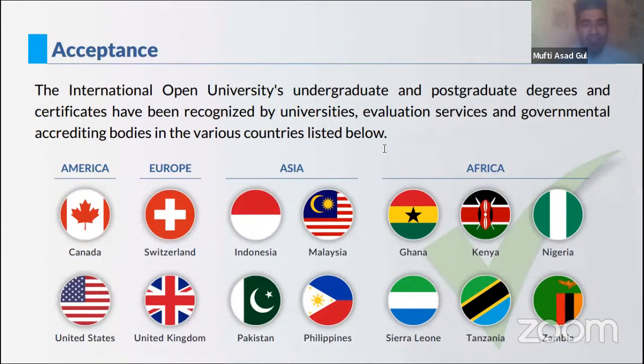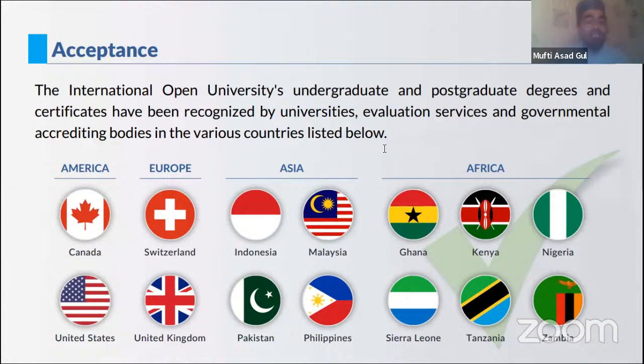In this slide, you can see that the International Open University has been recognized by university evaluation services and governmental accrediting bodies in the various countries listed below. As far as America is concerned, Canada and the USA are accepting it. In Europe, Switzerland and the UK are accepting it. In Asia, Indonesia, Malaysia, Pakistan, and the Philippines are accepting it. And in Africa, we have Ghana, Kenya, Nigeria, Sierra Leone, Tanzania, and Zambia.